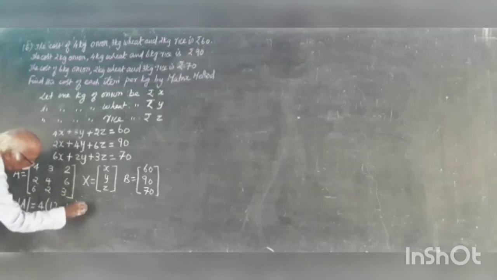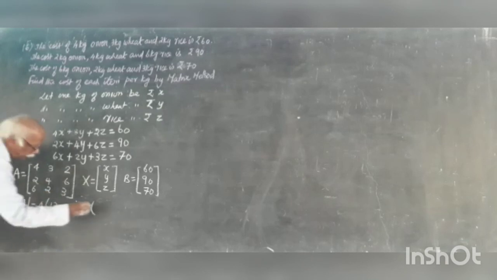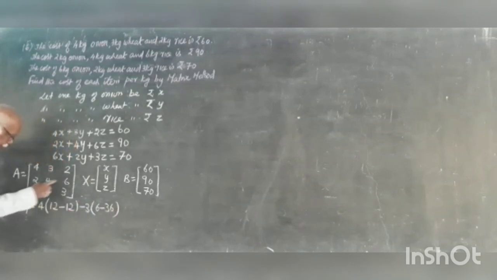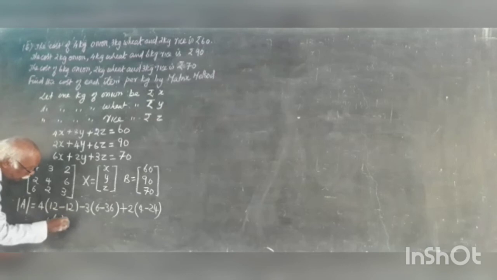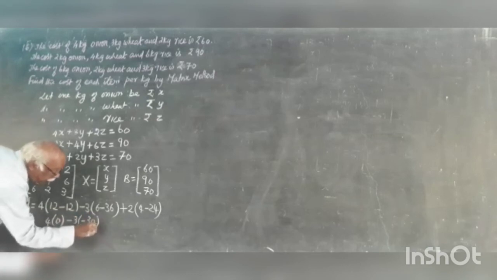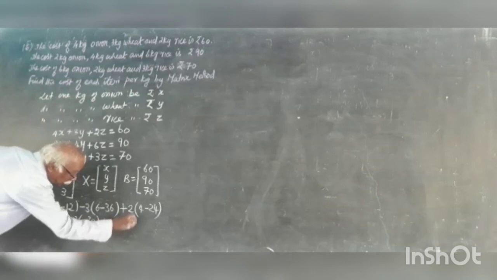Then find the determinant of the matrix. 4 into (12 minus 12), minus 3 into (6 minus 36), plus 2 into (4 minus 24), is equal to 4 into 0, minus 3 into minus 30, plus 2 into minus 20, is equal to 0 plus 90 minus 40, is equal to 50, not equal to 0. Therefore A inverse exists. So determinant A is not equal to 0.